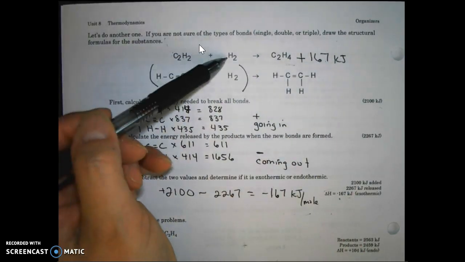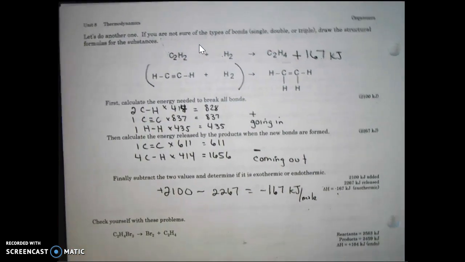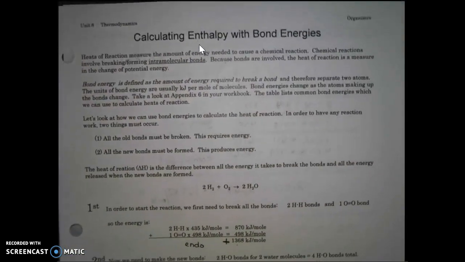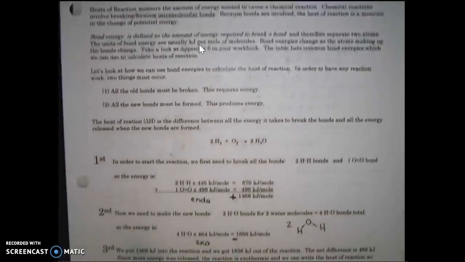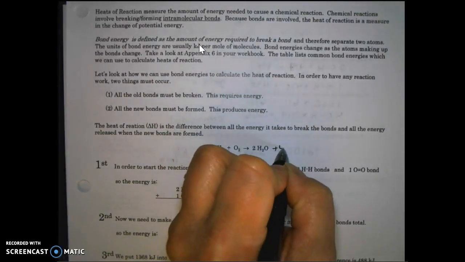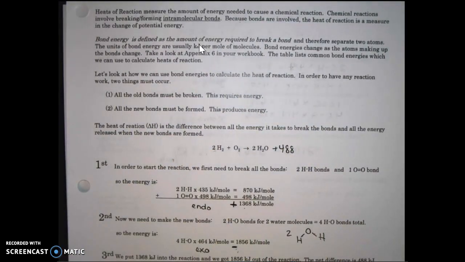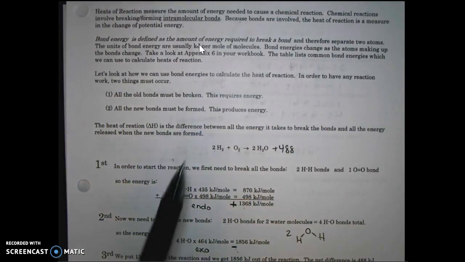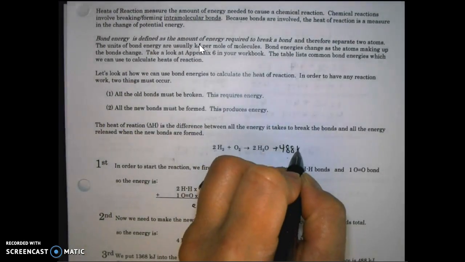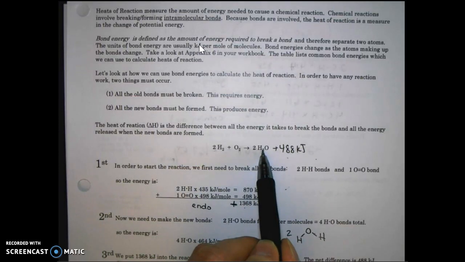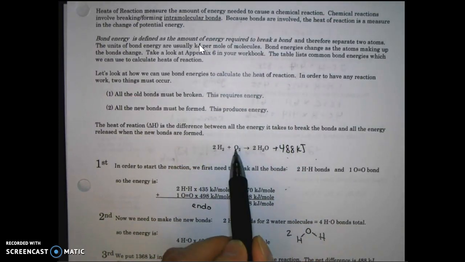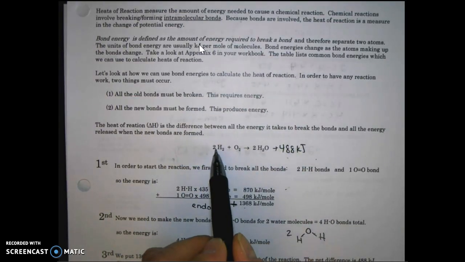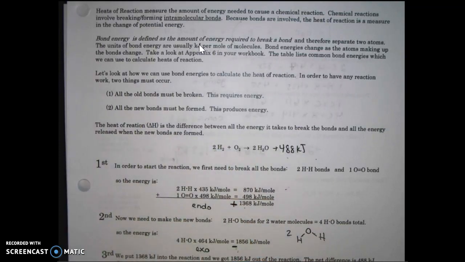If I had coefficients here like I did on the front side, let's go back and look. Okay, so I'm going to write it up here so you can see it again, 488 exothermic. So that's 488 kilojoules per 2 moles of water, per 1 mole of oxygen, or per 2 moles of hydrogen gas.